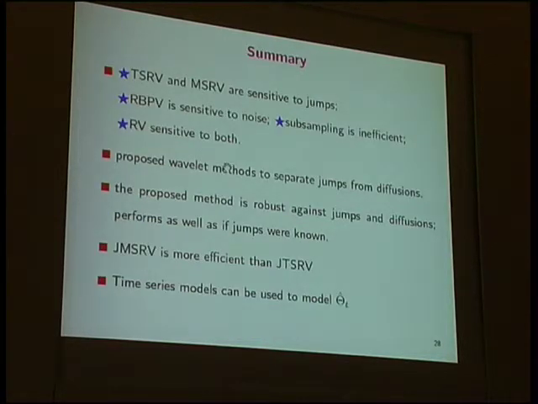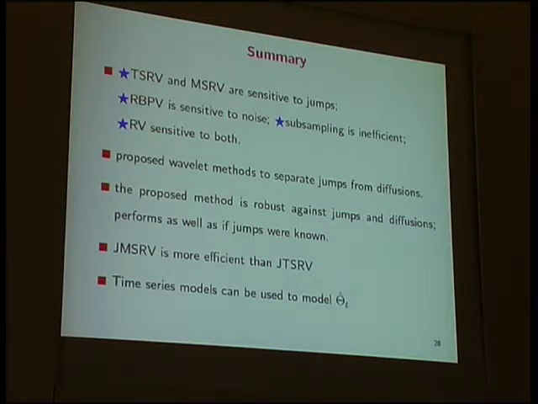Now let me quickly summarize what we have talked about. It's a lot. We basically say that two time scale realized volatility and multiple time scale realized volatility are highly sensitive to jumps. If you just add a small jump, it will not estimate your volatility correctly. Realized bipower variation estimators are insensitive to jumps but sensitive to noise. So subsampling certainly is not the most favorable one that we like. What we use is a linear combination of subsampling methods. Realized volatility certainly is sensitive to both jumps and noise.